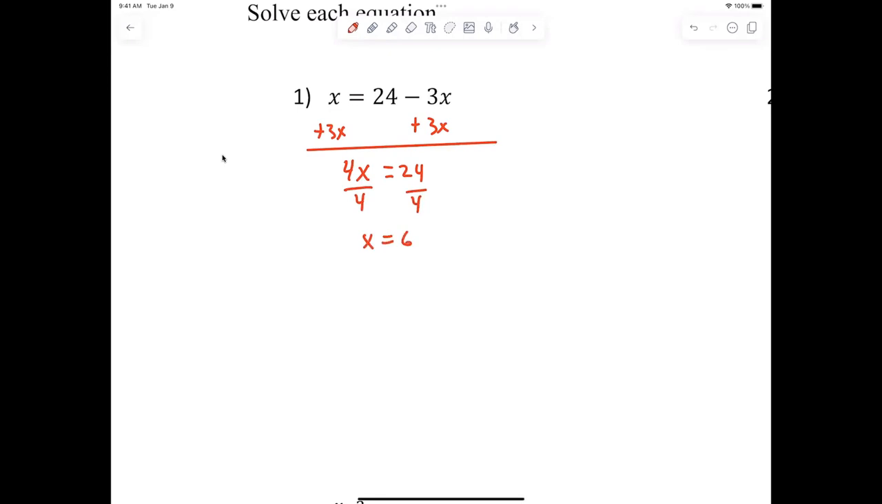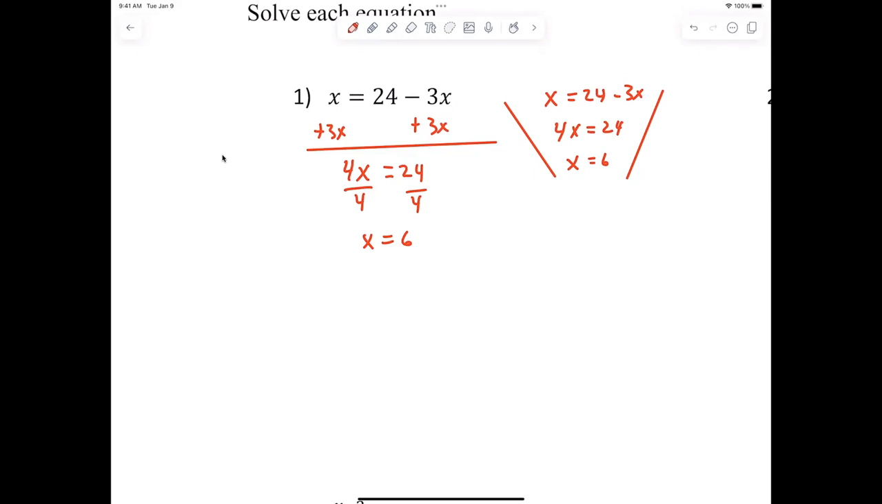All right, if you do this on your test, for example, x equals 24 minus 3x, 4x equals 24, x equals 6. This is the goal right here. You don't have to put the plus 3x, divide by 4 anymore. That was last year to try to help you figure things out. Is everybody with me on that?